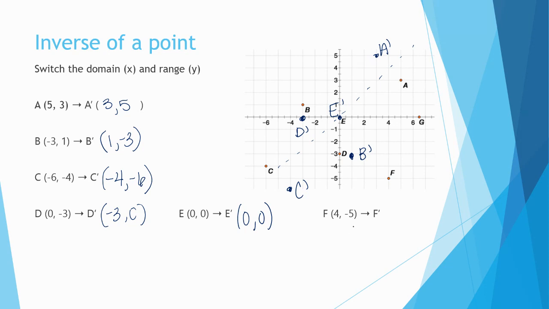Our last point is F. F prime becomes (-5, 4). So (-5, 4) is F prime. All you're doing is taking the points and reversing or flipping the x and y. You're not changing any signs or doing anything like that. You're just reversing the x and y. What was x becomes y. What was y becomes x, and that gives you your prime. So finding the inverse of a point is not terribly difficult if you just remember to switch the x and y.